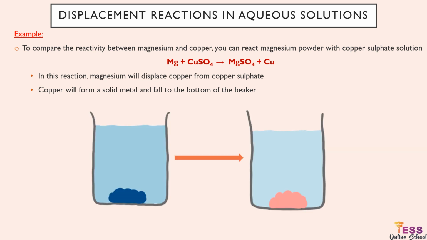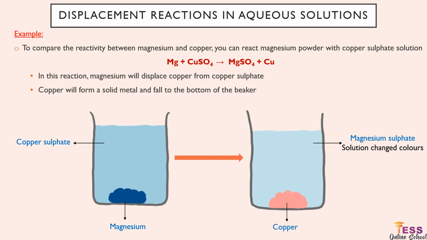This can be seen in the diagram, where you can see the magnesium as a solid previously, before the reaction, and once the reaction has occurred, you can see that magnesium sulfate has formed, which is a solution and therefore has changed colors, and you can see that copper has formed at the bottom of the beaker.